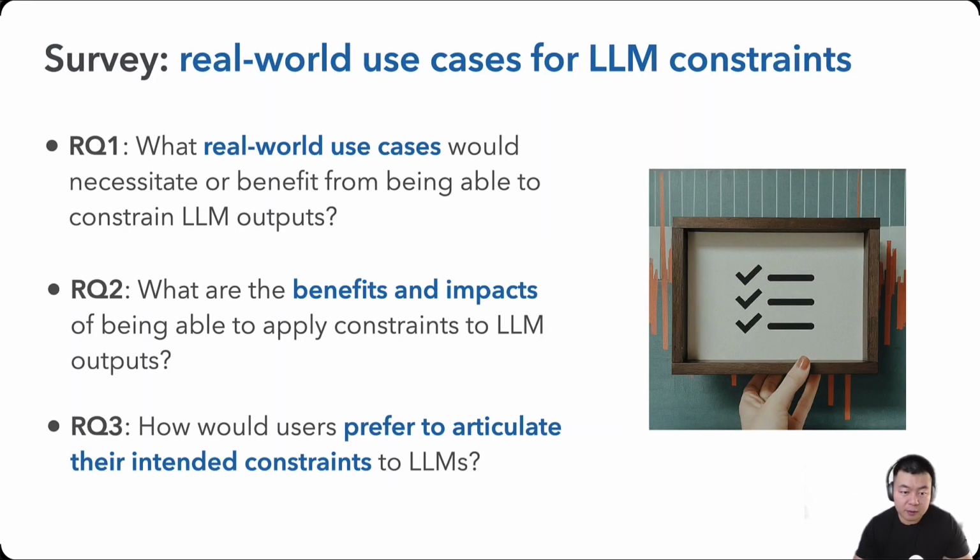As a first step in this work, we conducted a survey with developers who directly work with LLMs to answer these 3 research questions. What are the real-world use cases that need output constraints? What are the benefits and impacts of being able to apply constraints? And how would users prefer to articulate or communicate their constraints?